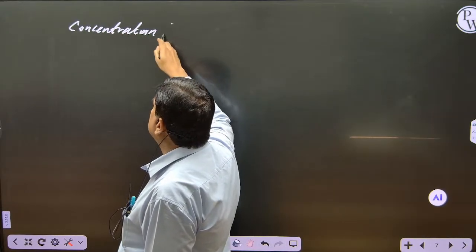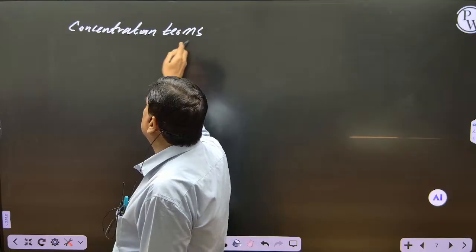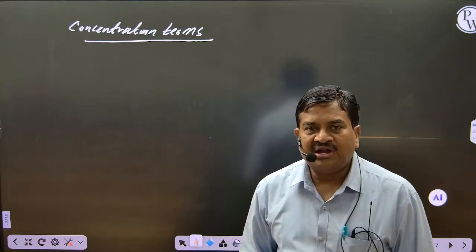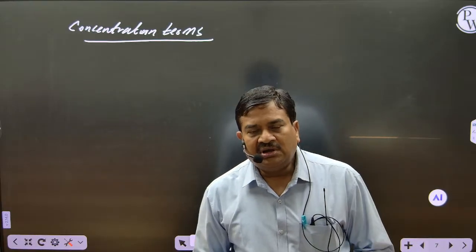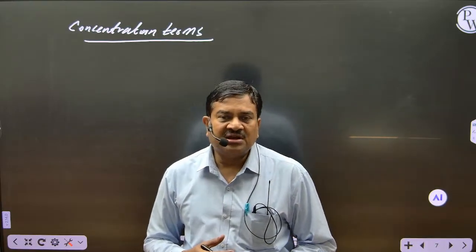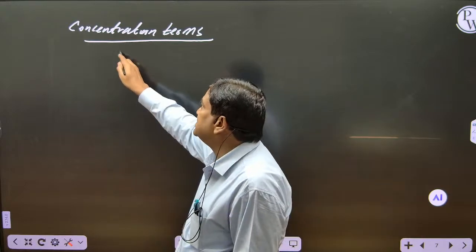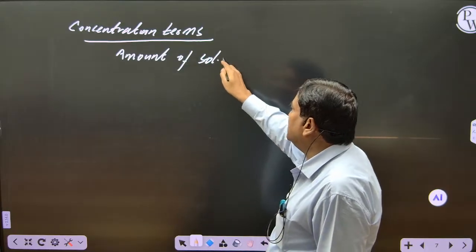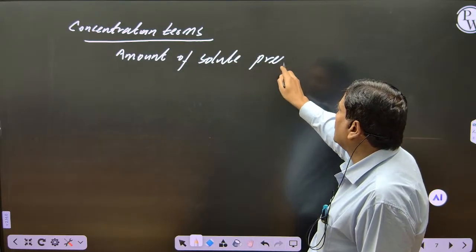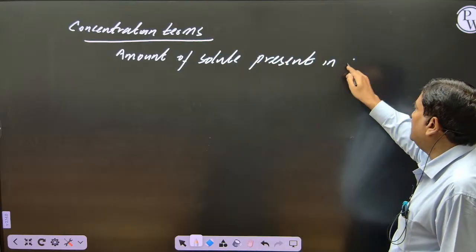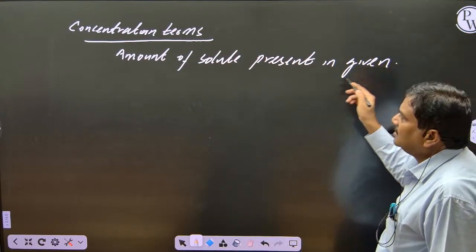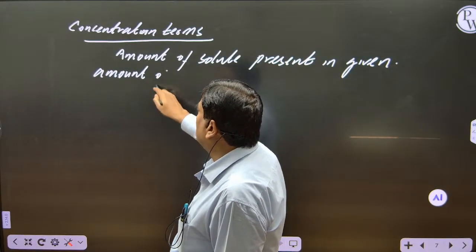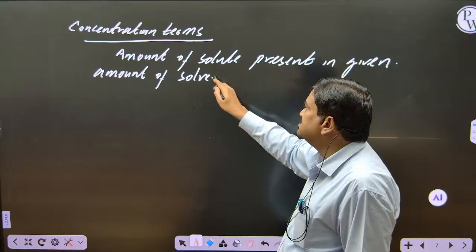Concentration terms. Now what is concentration, students? Amount of solute present in a given amount of solvent. You know the solvent is what? Water. In the water, how much solute is present is called concentration. So make a note: the amount of solute present in a given amount of solvent is known as concentration.